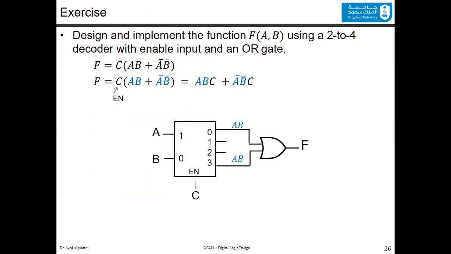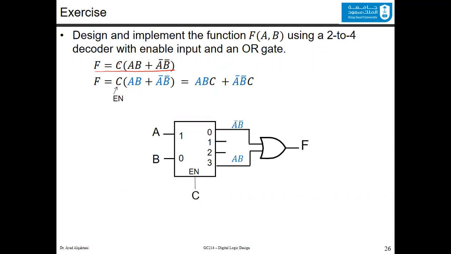This is another exercise. If you were asked to design and implement the function f with 2 inputs, A and B, using a 2 to 4 decoder with an enable input and an OR gate, you have this function. This was given to you, and you were asked to design it.